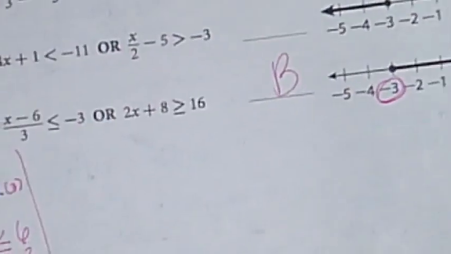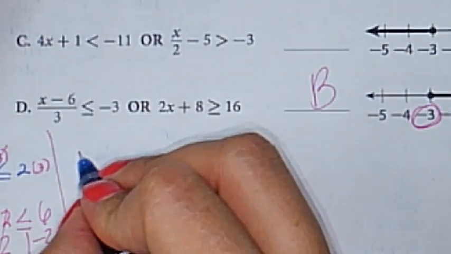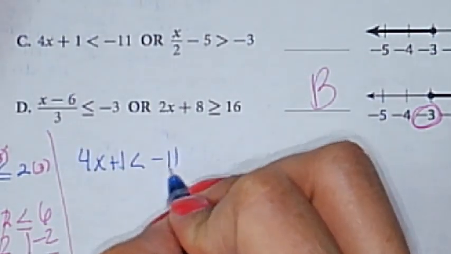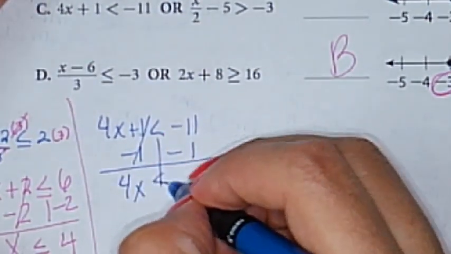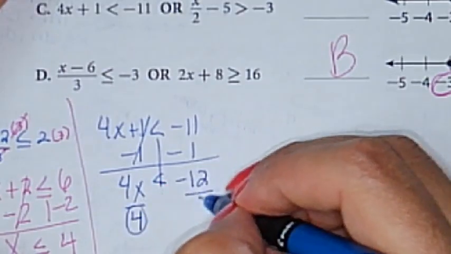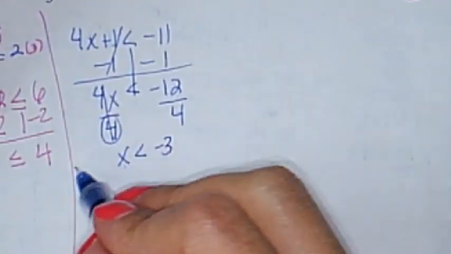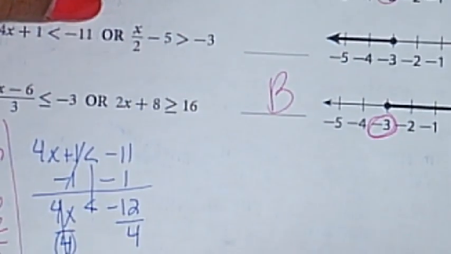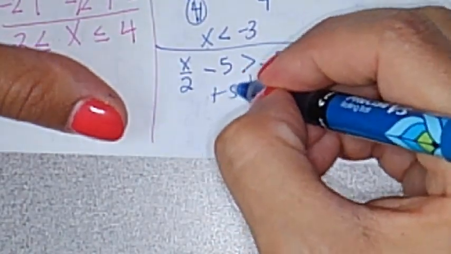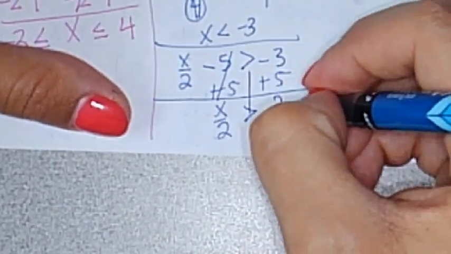Okay, so now I'll do letter C. Letter C is an or inequality, so we'll start with the first one. Okay, so minus 1 on both sides to isolate the x, and then divided by 4. I divided by a positive, so the sign stays. Okay, so that's my first inequality. And then the second one for C is this. Okay, so plus 5 on both sides to get rid of that. Okay, and this will be positive 2.